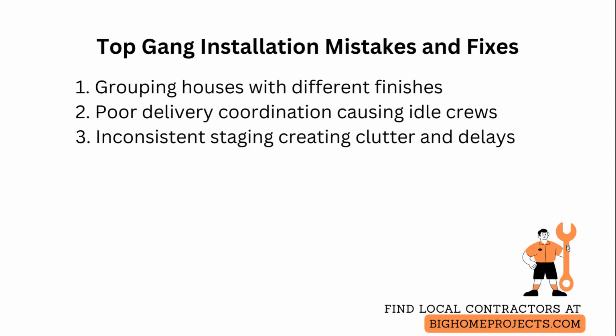Common mistakes include grouping houses that have different finish details, which forces crews to stop and reconfigure tools in slow progress. Solve this by matching houses by finish specification before creating the gang schedule. Another issue is poor delivery coordination that leaves crews idle while waiting for materials. Avoid this by locking delivery windows, confirming with the supplier the day before, and having a small buffer of consumables on site.